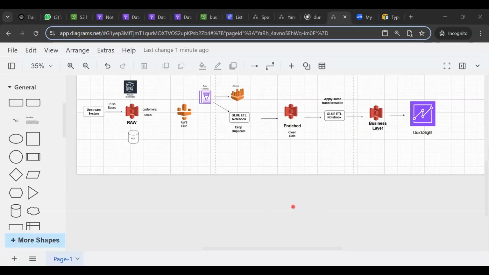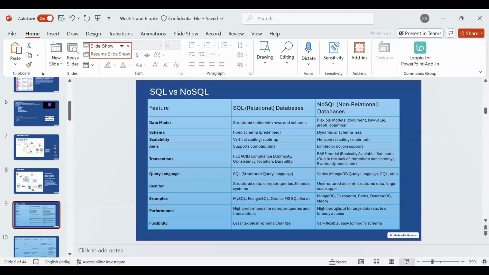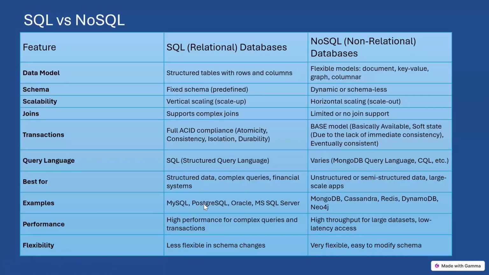An example is MySQL. I just noted that this PPT was not shared, but this is what I have covered, the entire thing: data model, schema, scalability, joins. I told you NoSQL does not support complex joins. SQL supports them, but NoSQL doesn't.